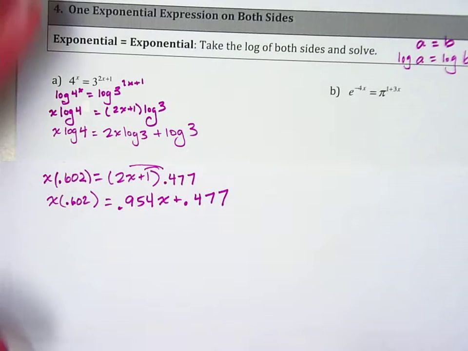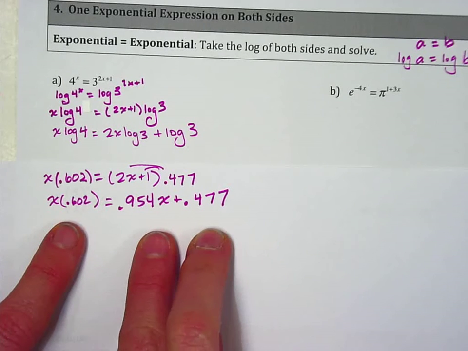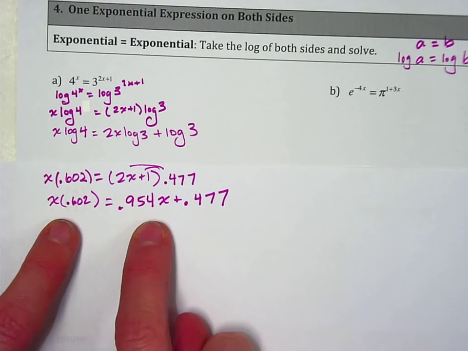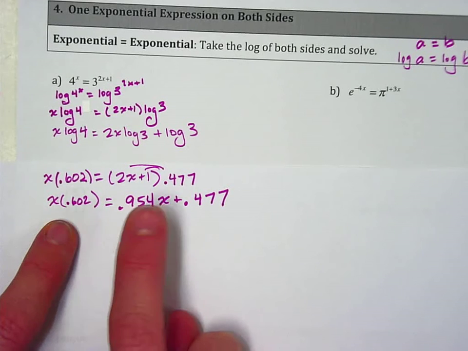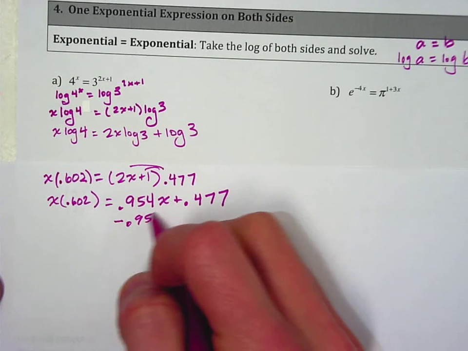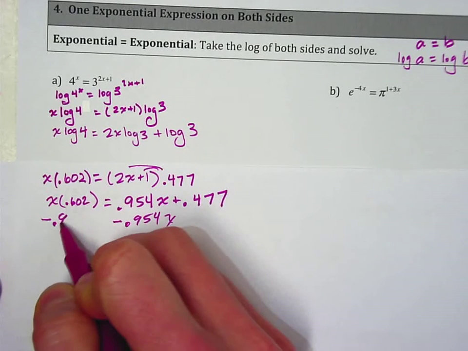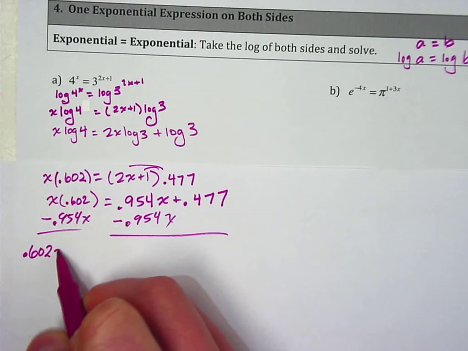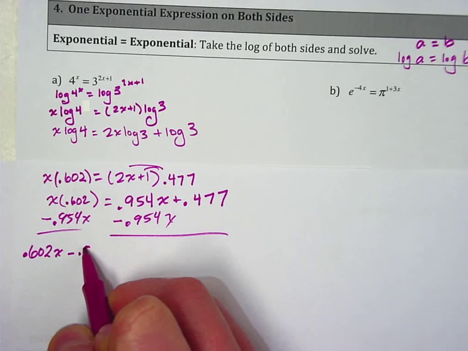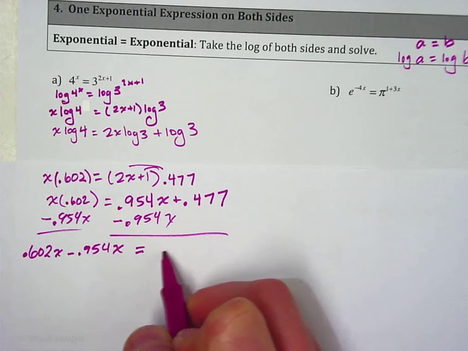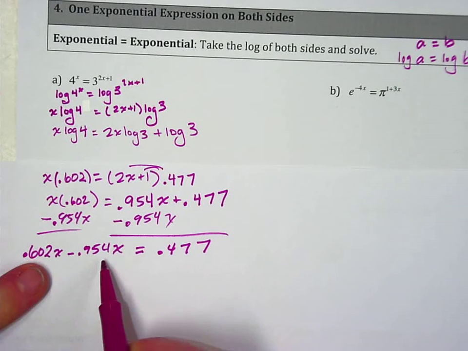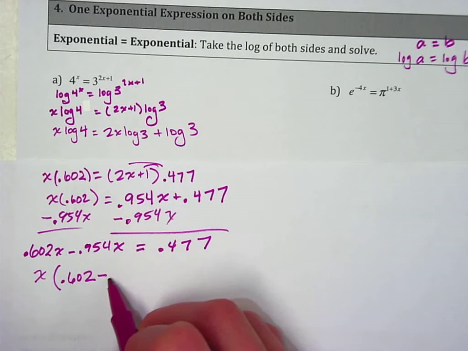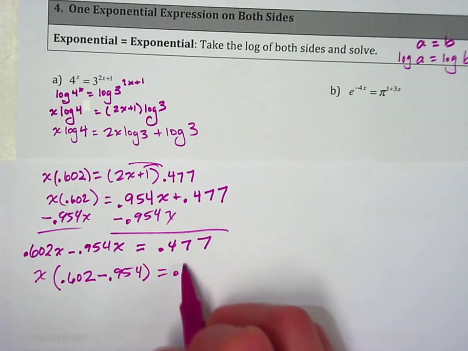So right now, I have two x terms and a constant. I want to get the x terms on the same side. So the best plan of attack here is to subtract 0.954x from both sides. And what happens is I get 0.602x minus 0.954x equals 0.477. And what I'm going to do here is factor the x out, because then I have 0.602 minus 0.954 times x equals 0.477.